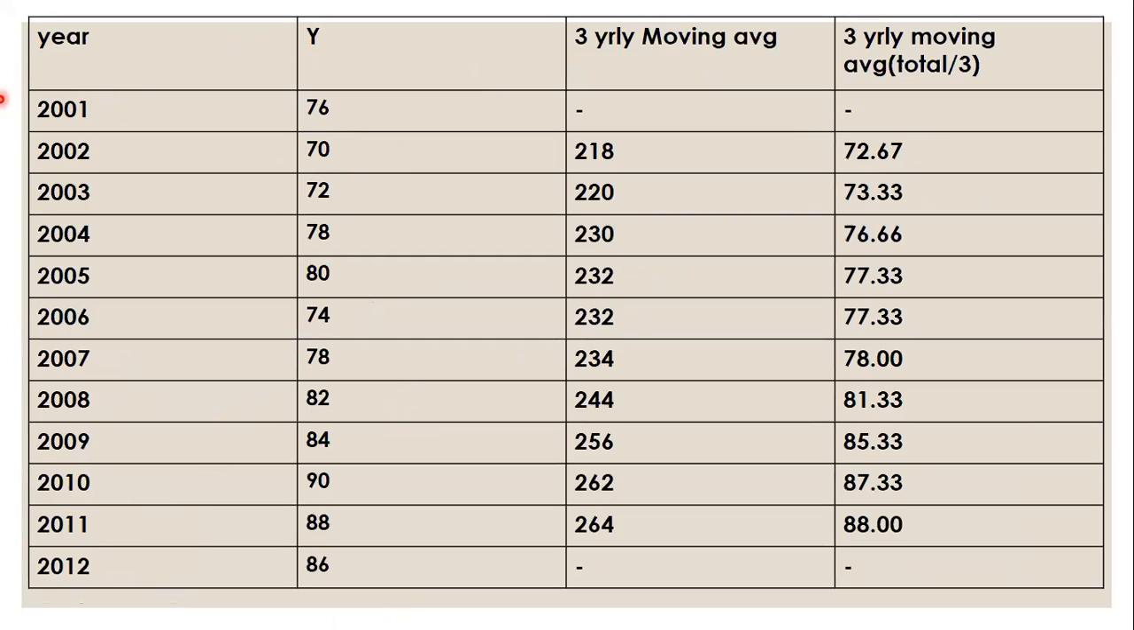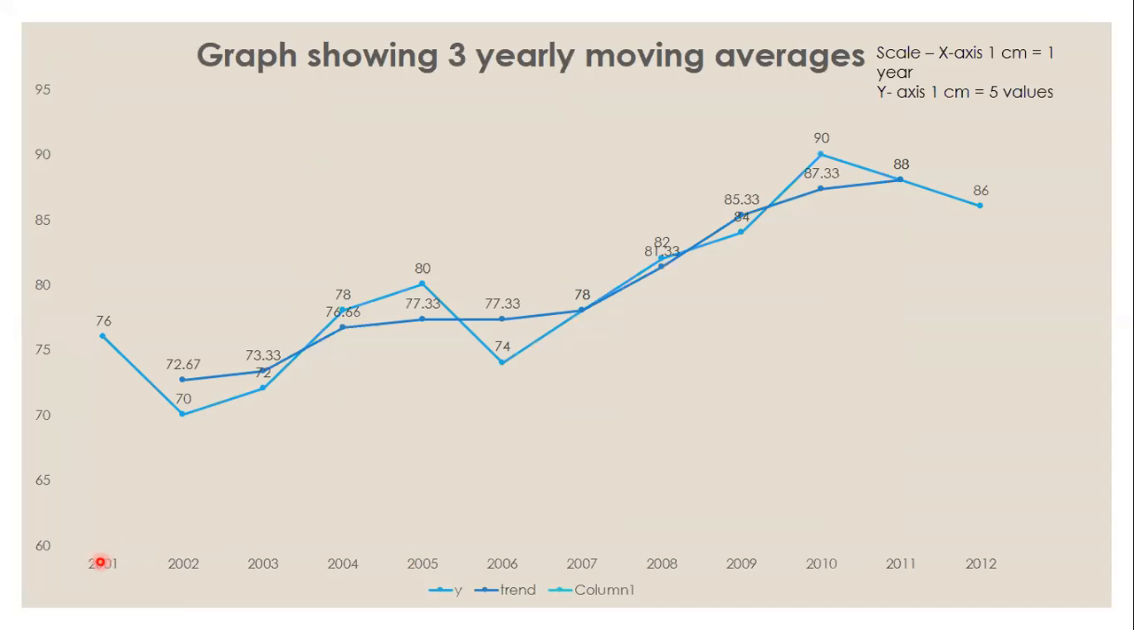Okay, so for 2001, see the second column and the last column. These are the two major columns where we have to understand. This is not required, this is just for calculation. For the graph, we only need y and the last column. So in 2001, the dependent variable is 76, but then there is no 3 yearly moving average. The value of y is in the light blue color and the actual trend is in the dark blue color.